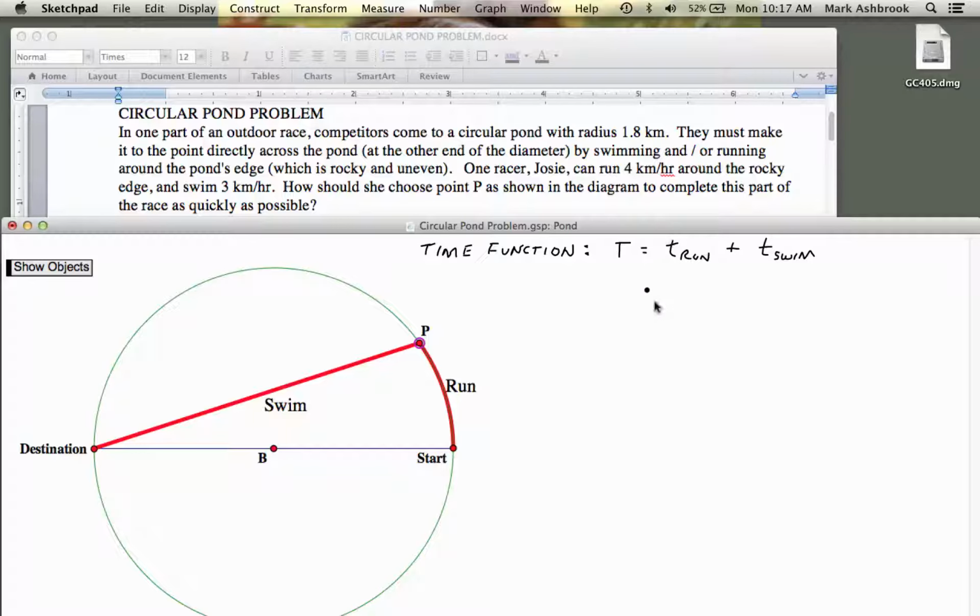And to calculate the time she spends running, it's going to be her distance for the run divided by the speed that she can run, and we saw that that's 4 kilometers per hour. And similarly, the time for the swim is going to be the distance for the swim over the speed that she can swim, which is 3.